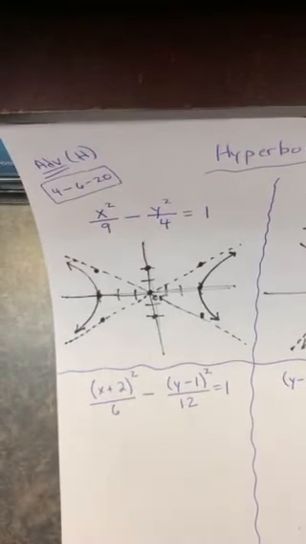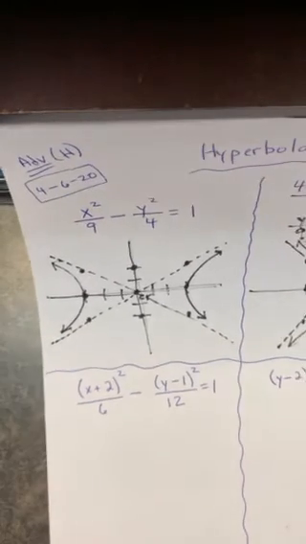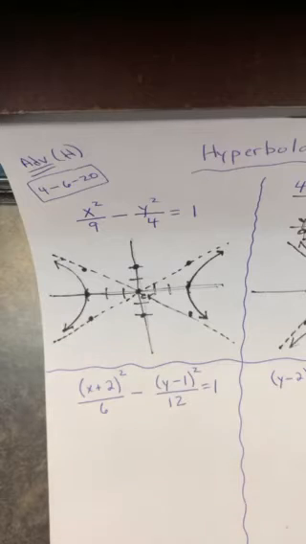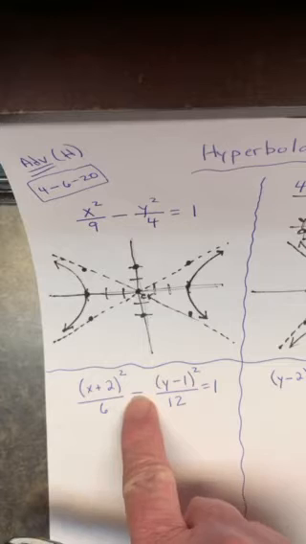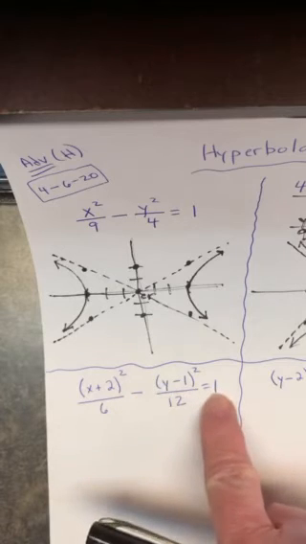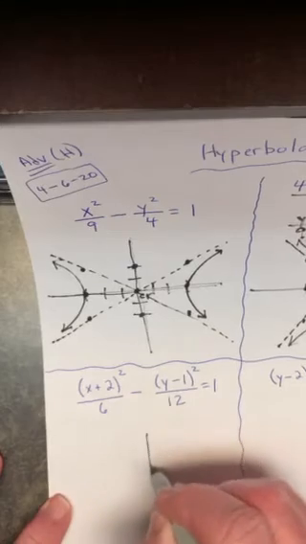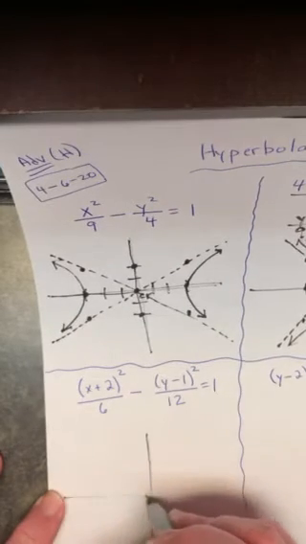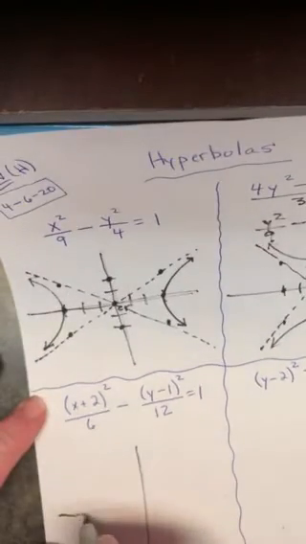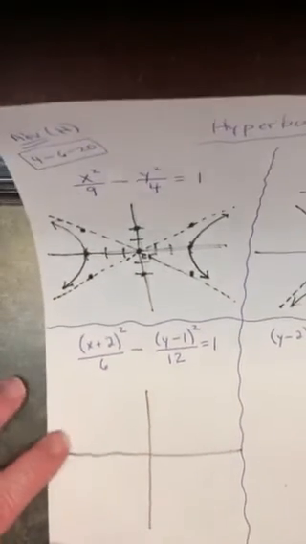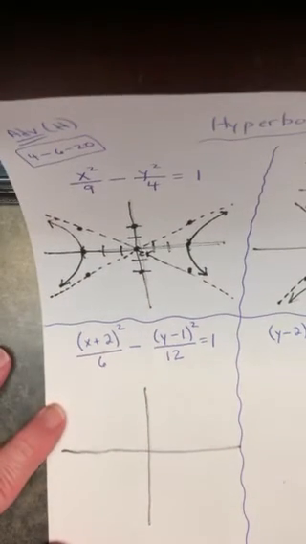Look at block 3. x plus 2 squared over 6 minus y minus 1 squared over 12 equals 1. There's a minus in the middle, tells me it's a hyperbola. It's equal to 1, tells me it's in standard form. The x squared and the y squared, however, have numbers attached to them. So that's telling me that the center is no longer 0, 0.